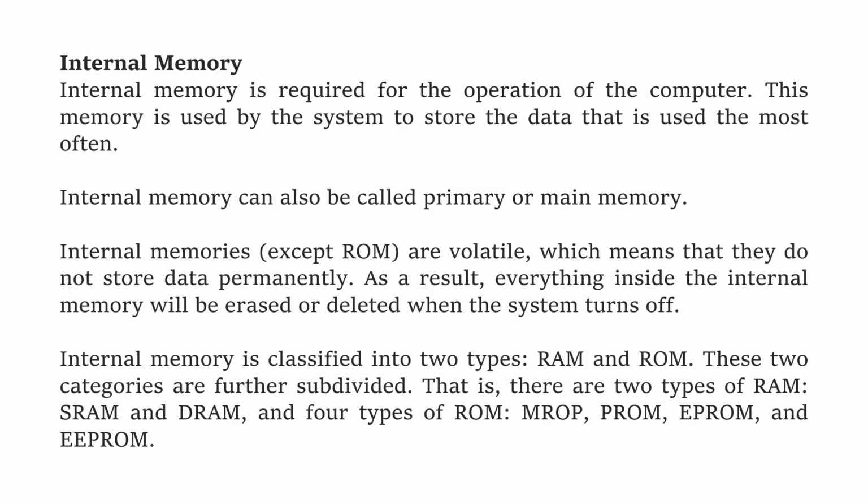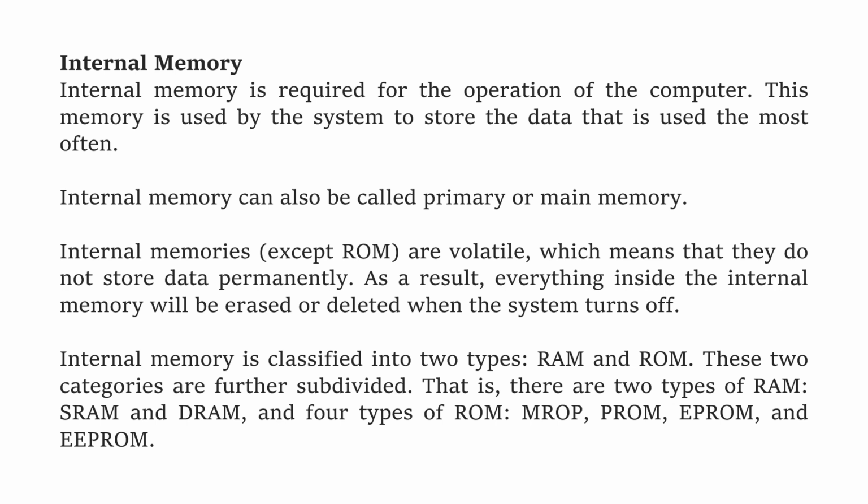First is the internal memory. This is required for the operation of the computer. That is, this memory is used by the system to store the data that is used the most often. We can also call this internal memory primary memory or main memory. The internal memories except ROM, that is read-only memory, are volatile. Volatile means that they do not store the data permanently. Everything inside the internal memory will be deleted when the system turns off.